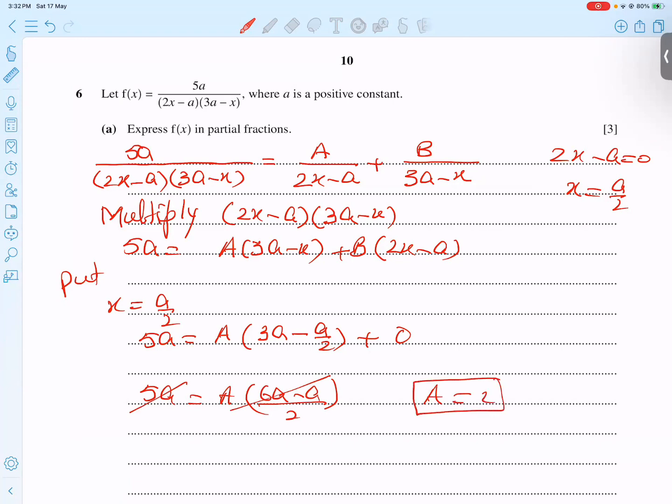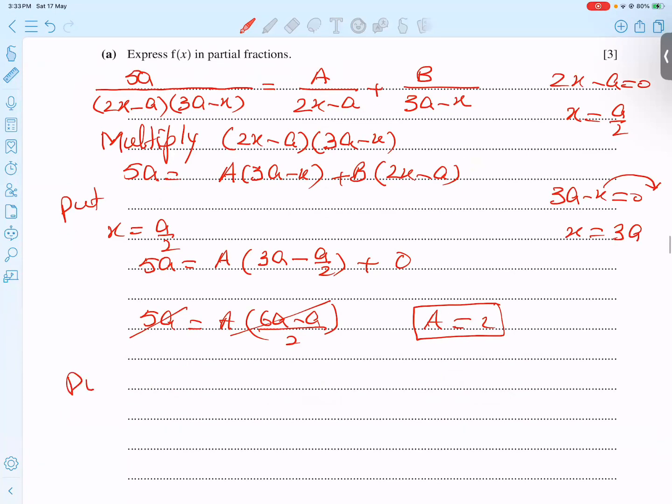So I hope this point is very clear. So first I plugged in this part equal to 0. Now I'm plugging this part equal to 0. So 3a minus x is equal to 0. X goes to the other side. I got 3a. So putting in the whole equation, x is equal to 3a. Left side remains the same, 5a. When I plug in 3a, this gets 0. And when I plug in 3a in the place of this x, I get 6a. 6a minus a, 5a cancel. I get B is equal to 1.